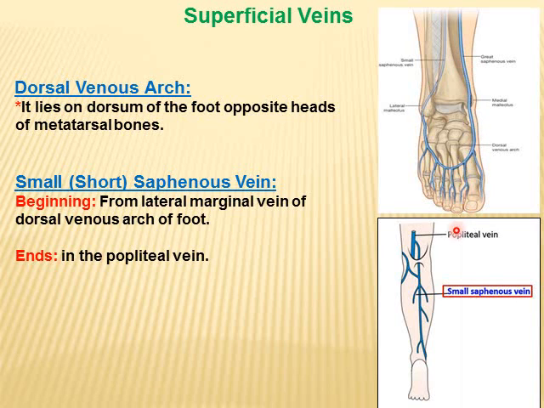The small or short saphenous vein begins from the lateral end of the dorsal venous arch of the foot. It runs backward behind the lateral malleolus, then ascends on the back of the leg, accompanied by the sural artery, about 1 inch below the knee joint. It ends in the popliteal vein.